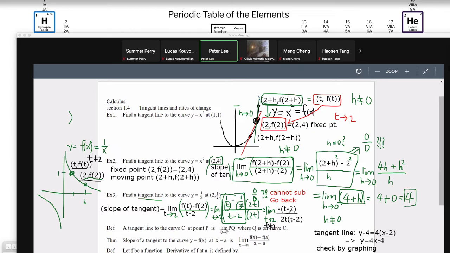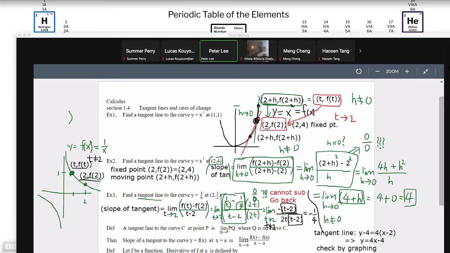So we get that. And so now what we do is reduce this t minus 2 and this t minus 2. When you reduce that, what do we get? Now we get minus 1 over 2t, and t is approaching 2. The final result is that we get the slope equal to negative 1 over 4 at this point.